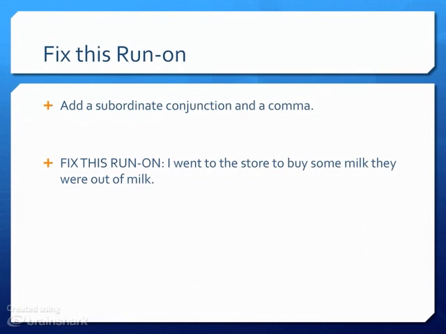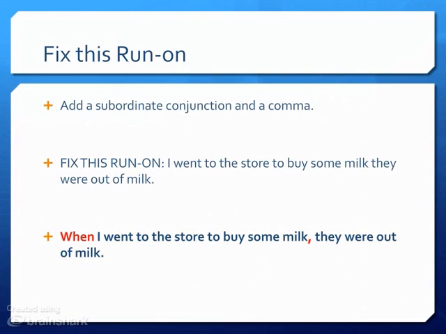Now you try fixing a run-on with a subordinate conjunction and a comma. Fix this run-on. I went to the store to buy some milk. They were out of milk. Think of a word you could put at the very beginning of the sentence. How about the word when? When I went to the store to buy some milk, they were out of milk. Now we have a complete sentence by adding the subordinate conjunction when and putting a comma in the middle of the sentence where the pause is.